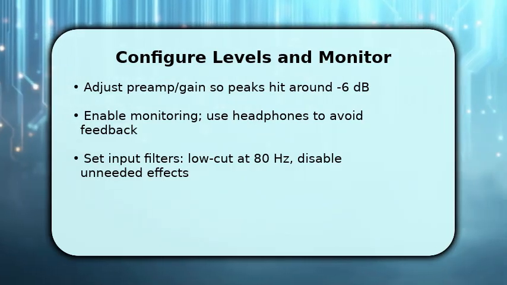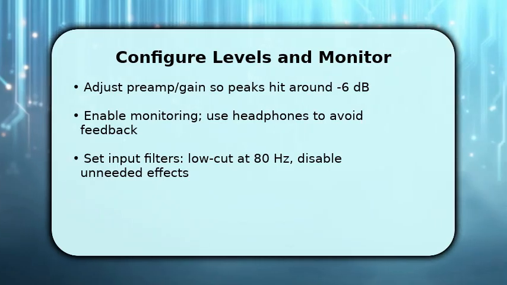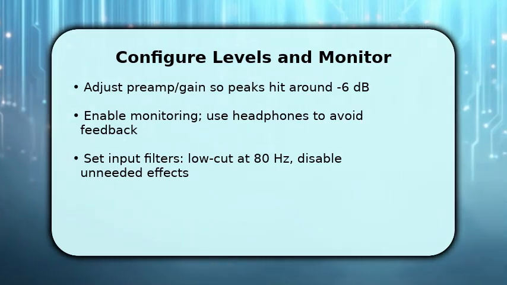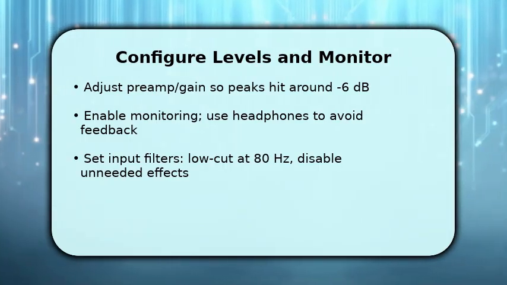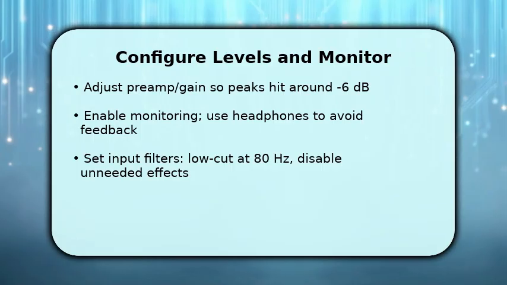Next, add a low-cut filter at 80 Hz to remove rumble and turn off any automatic effects that could color the sound. Once configured, do a quick test phrase and listen back to confirm tone and you're ready to record.